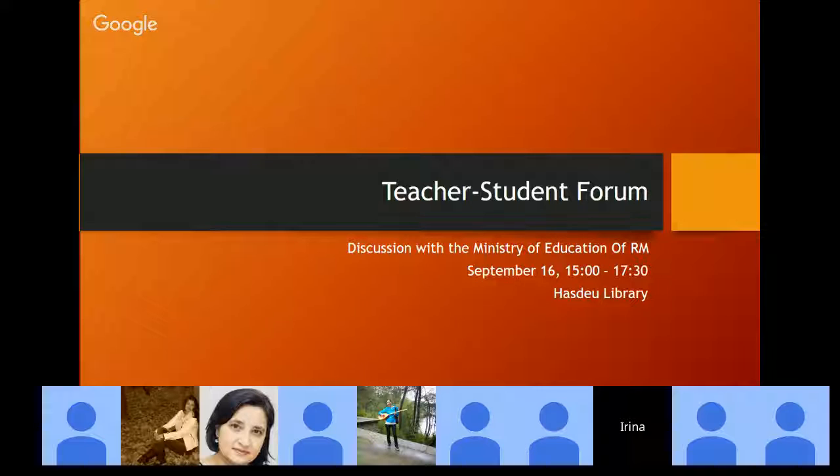And the most awaited event for teachers and students is the Teacher-Student Forum that is going to be organized on the 16th of September in Hashdev Library at 3 o'clock. We will have a discussion with the representatives of the Ministry of Education and Direcții Raionale. So we will gather together to discuss what to do to grow professionally, to become better teachers, better students, what projects shall we start, what are your ideas, how the ministry can help us, and so on. So you are invited to join.